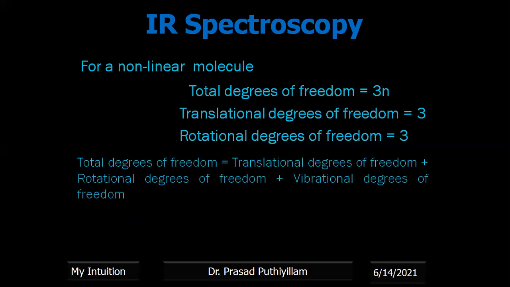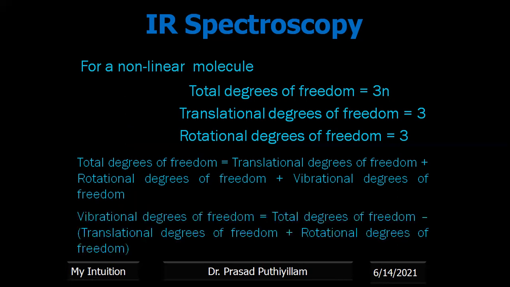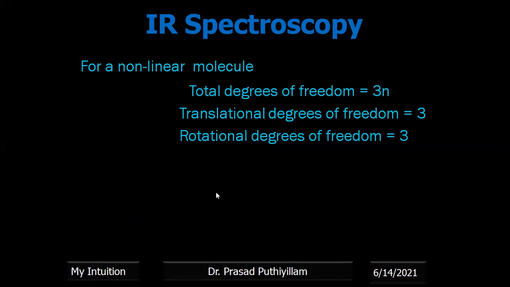Now, what about vibrational degree of freedom? We know that total degrees of freedom equal translational plus rotational plus vibrational degrees of freedom. That is the sum of all the 3 degrees of freedom. Or we can say the vibrational degrees of freedom, we have to deduct from the total degrees of freedom, the translational plus rotational degrees of freedom. We will get the vibrational degrees of freedom. Because our aim is to find how much is the vibrational degrees of freedom.